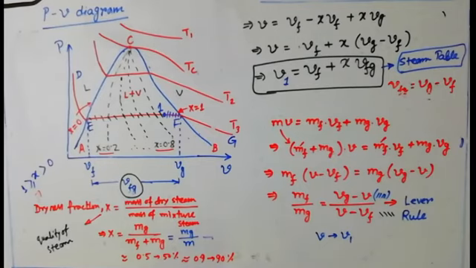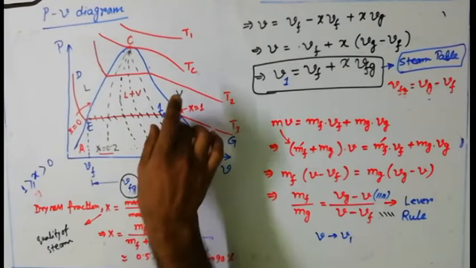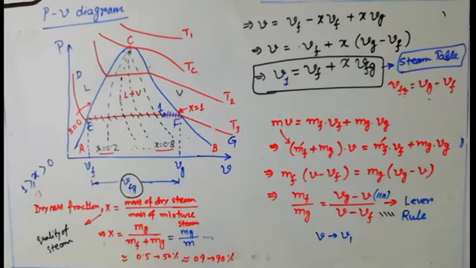You people are very well aware of that lever principle: load arm, effort arm, load point, effort point. That same principle is going to be applied over here also. You can consider point 1 as a fulcrum point, and this one is the load arm, this is the effort arm. Same kind of structure is looking here. That's why it is known as lever rule.